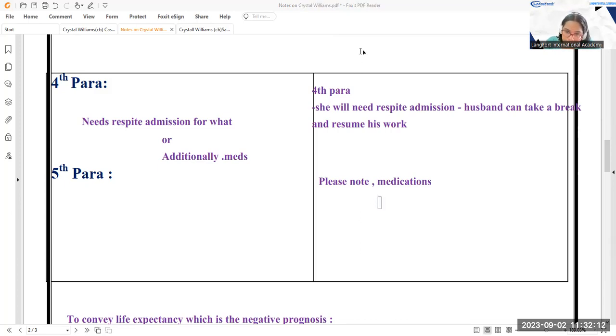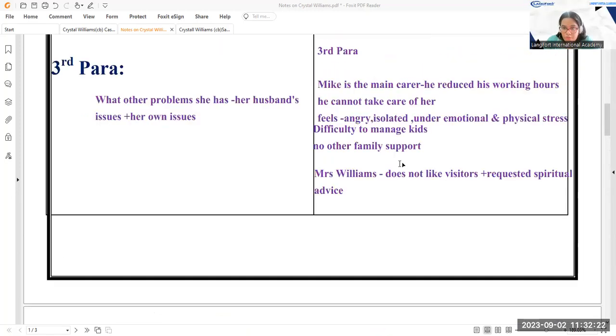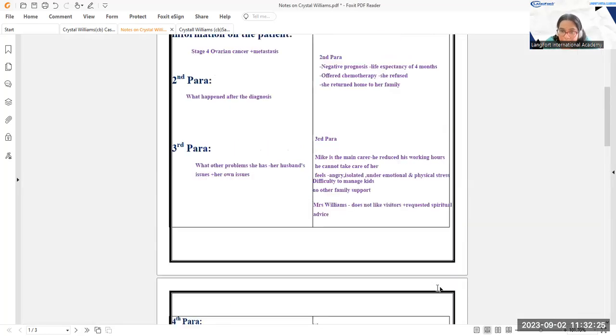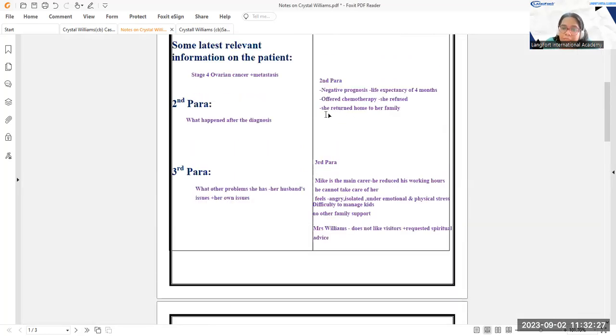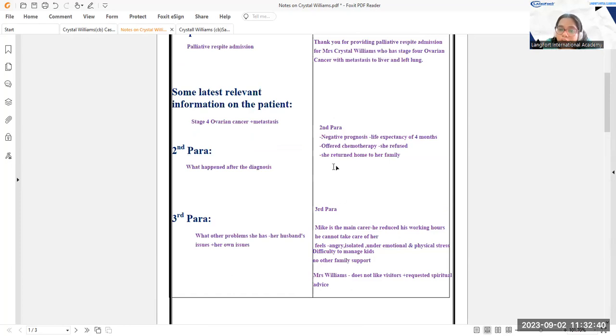Joe, Preeta, Smita, did I convey myself clearly on why I placed medications before the ending? Yes. Okay, all of you go through it. I would not recommend keeping medication in the third paragraph. Either keep it in the fourth paragraph by using additionally, or once you have written why you need the respite admission, you can highlight it using please note. But do not mention it in the third paragraph, because the logical flow will break.